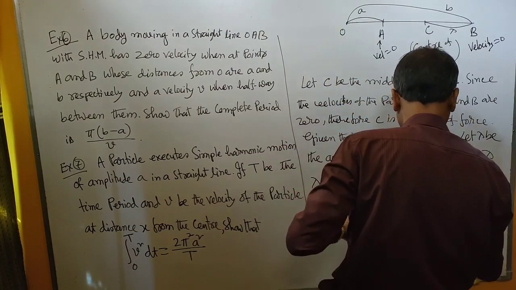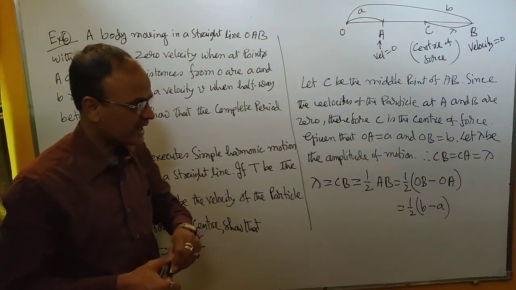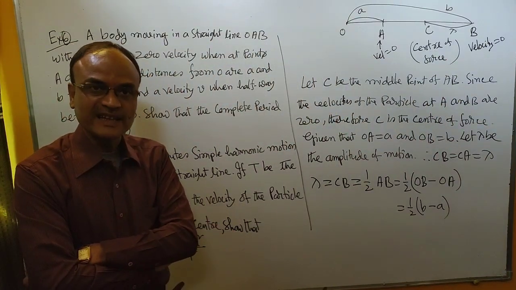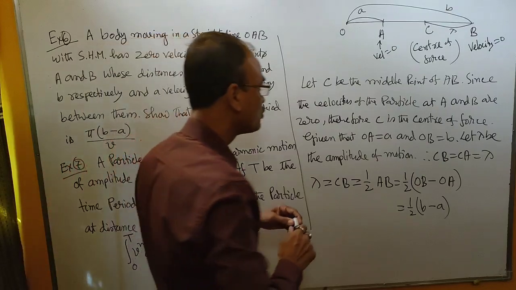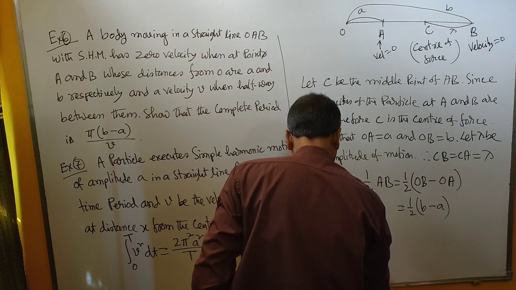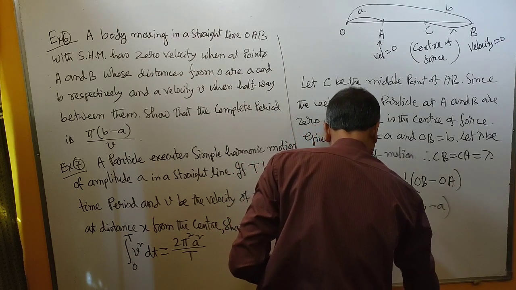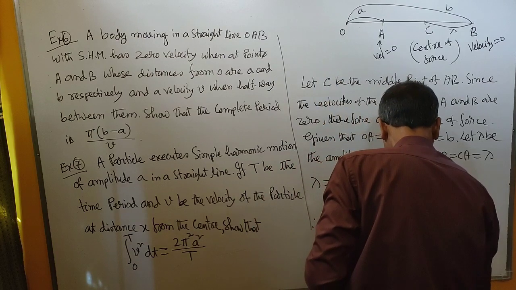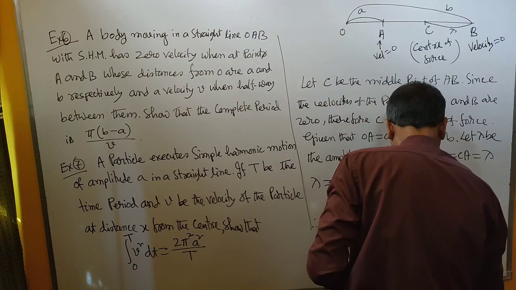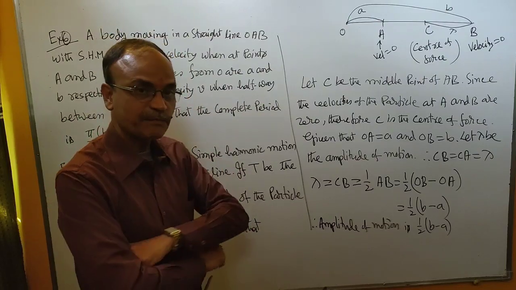OB means b, OA means a. Half of b minus a. Therefore, amplitude of motion is half of b minus a. Lambda is equal to half of b minus a.